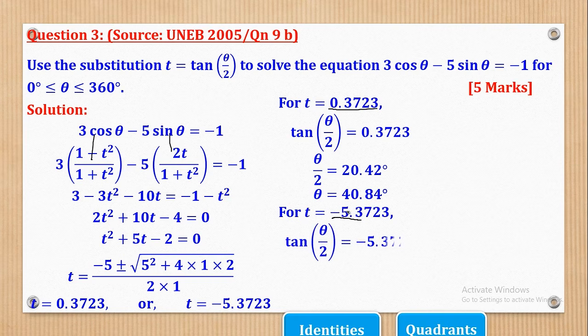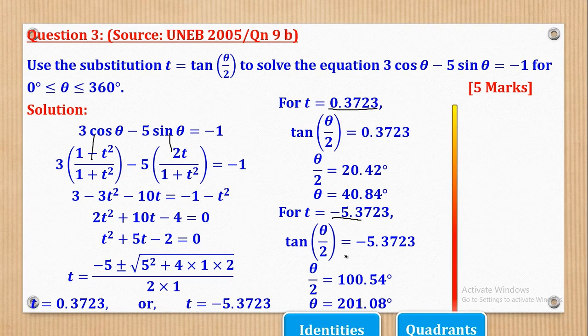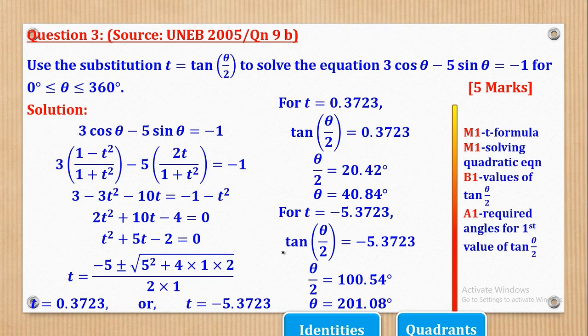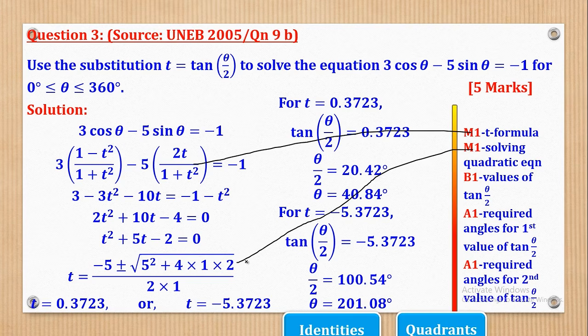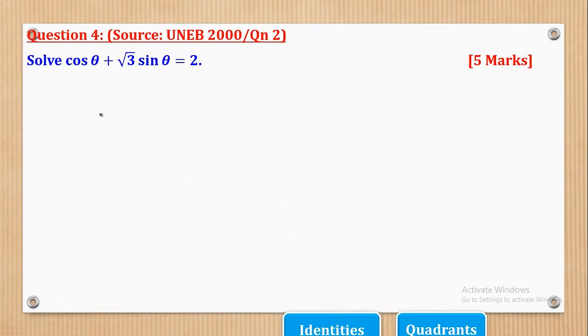Also for t equal to -5.3723, tan theta over 2 is that, theta over 2 is that, and therefore theta is that. So basically that's what they wanted. Now let's see how much can be awarded. M1 for the t formula, M1 for solving the quadratic equation, and B1 for both values, A1 for this angle and A1 for this other angle. So that was question 3.